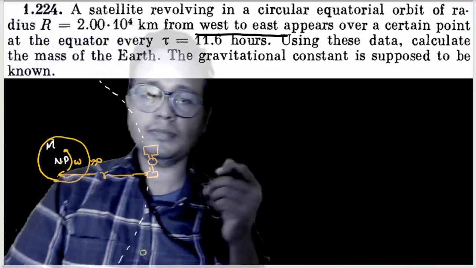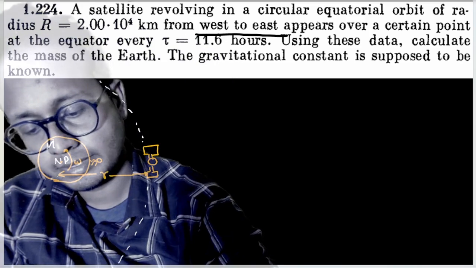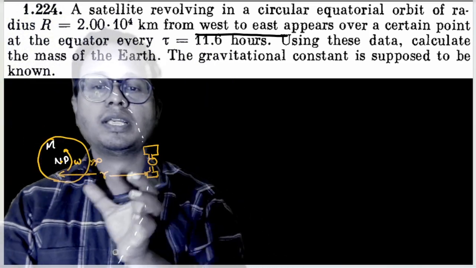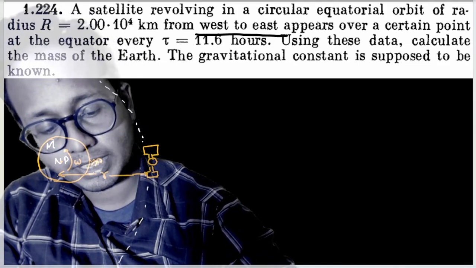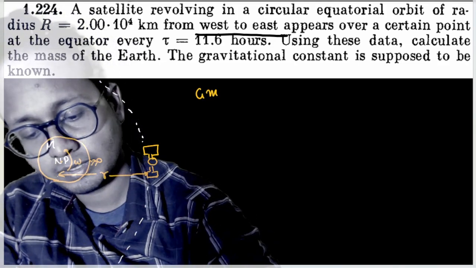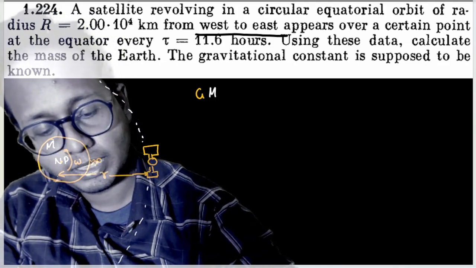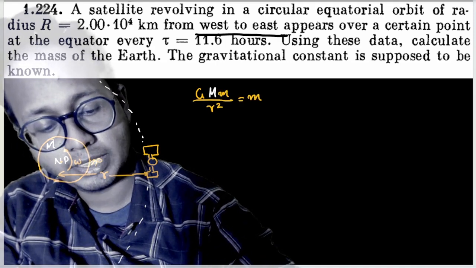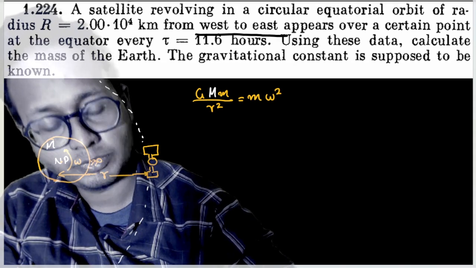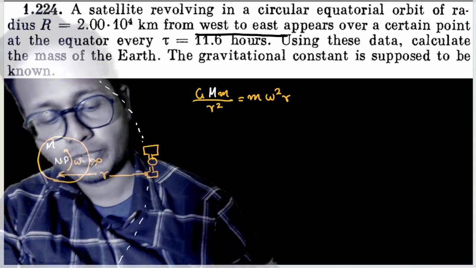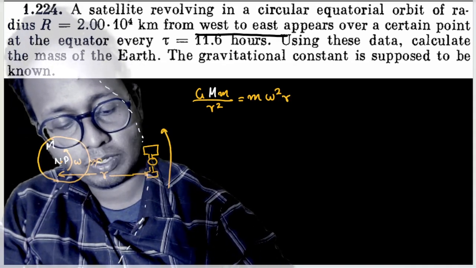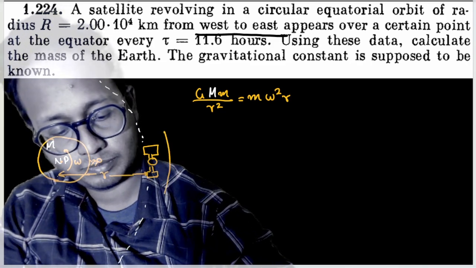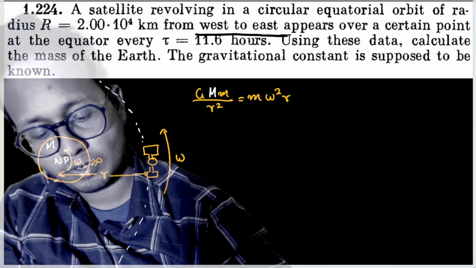I can simply apply that centripetal force is equal to gravitational force. So the gravitational force on the satellite is G mass of Earth into mass of satellite divided by R square, which is equal to mass of satellite into omega of the satellite square into R. Omega here is the omega of the satellite, and this is the omega of Earth.